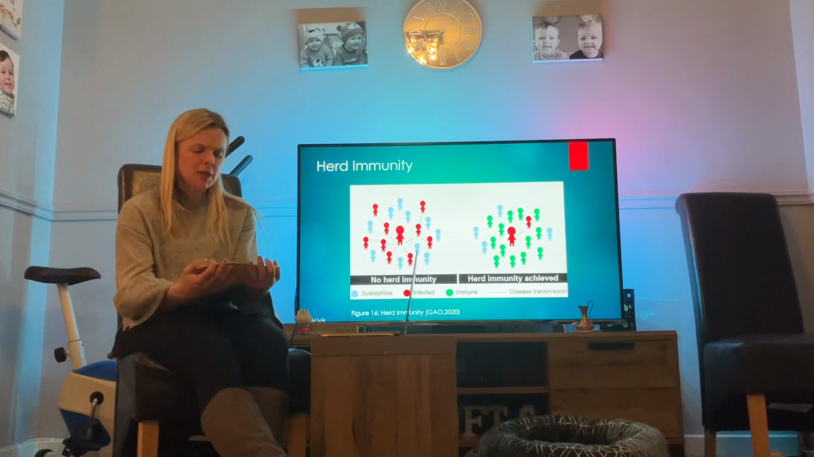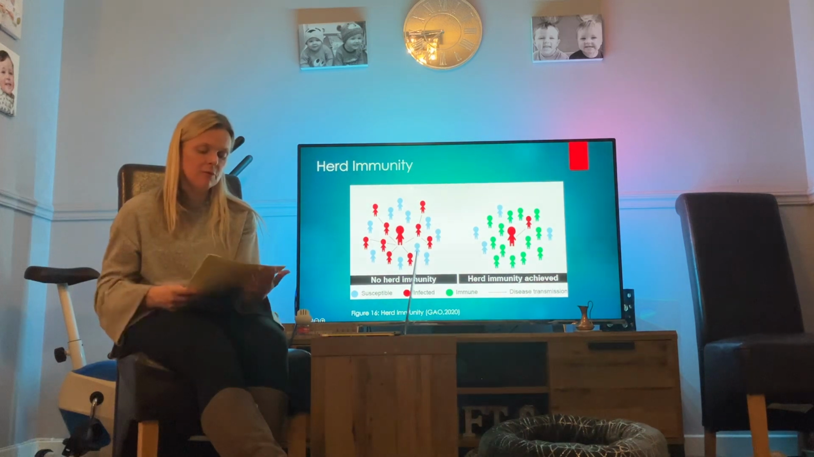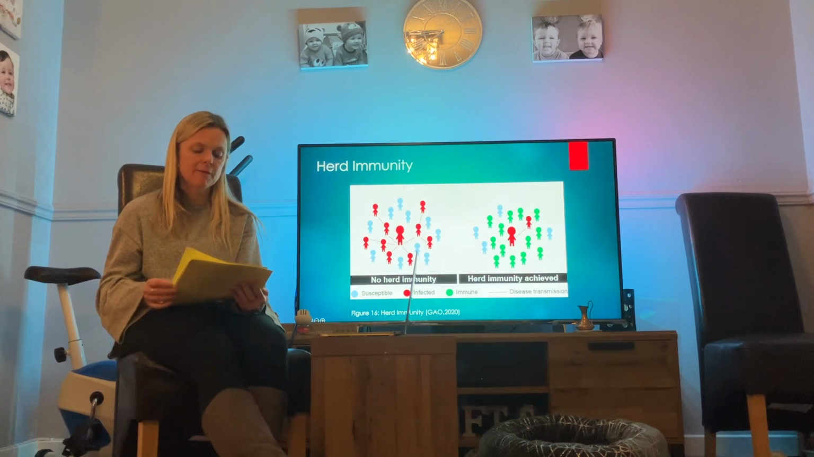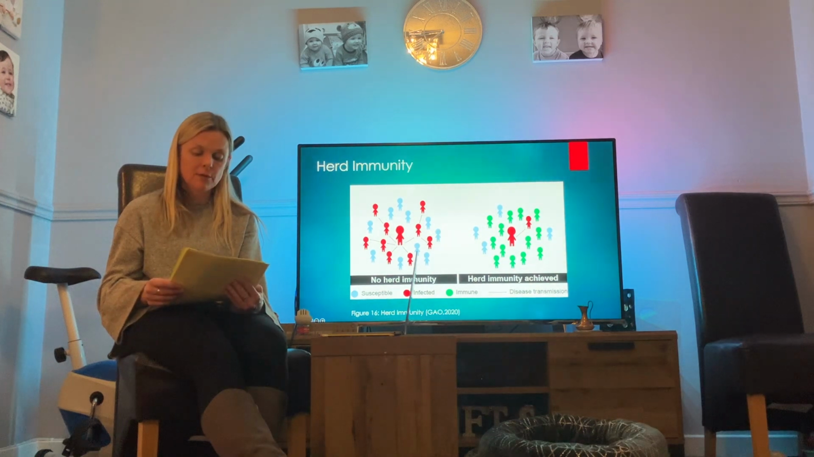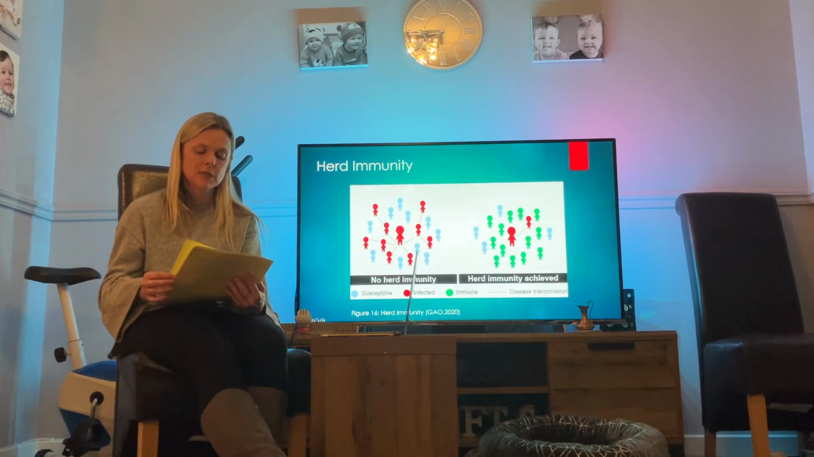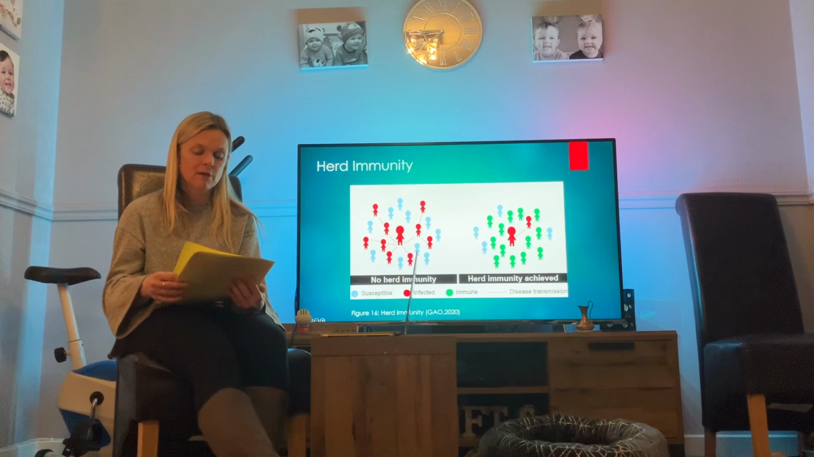Herd immunity is achieved when around 70 to 90% of the population have immunity to a disease, either through natural immunity or by being vaccinated. When herd immunity is achieved, the likelihood of a virus being passed from person to person is low. This protects the community as a whole, even the people who aren't immune to the disease, as the probability of them coming into contact with an infected person is unlikely.